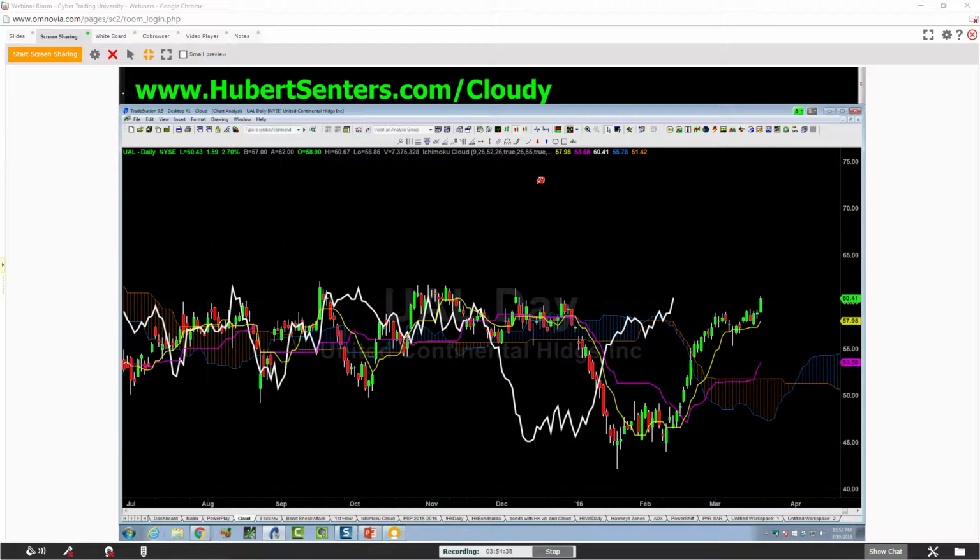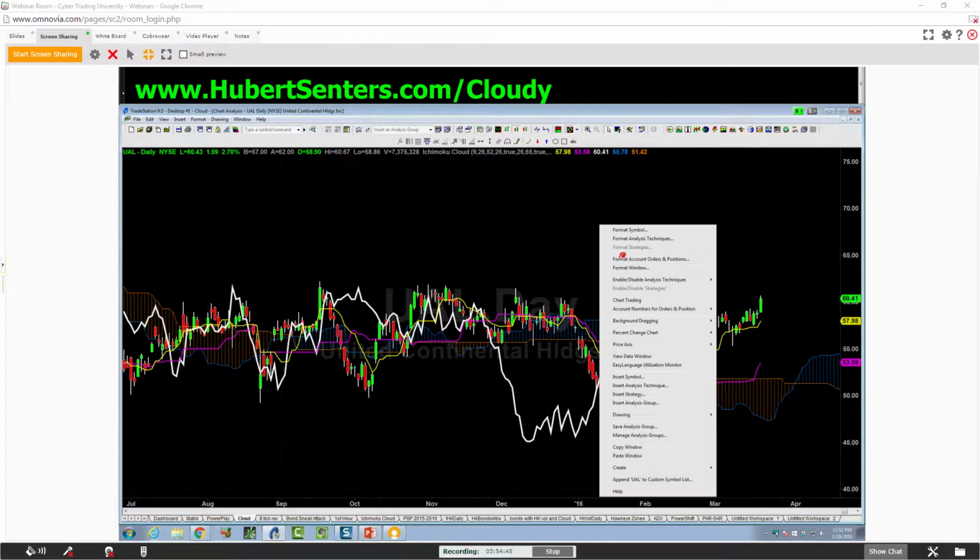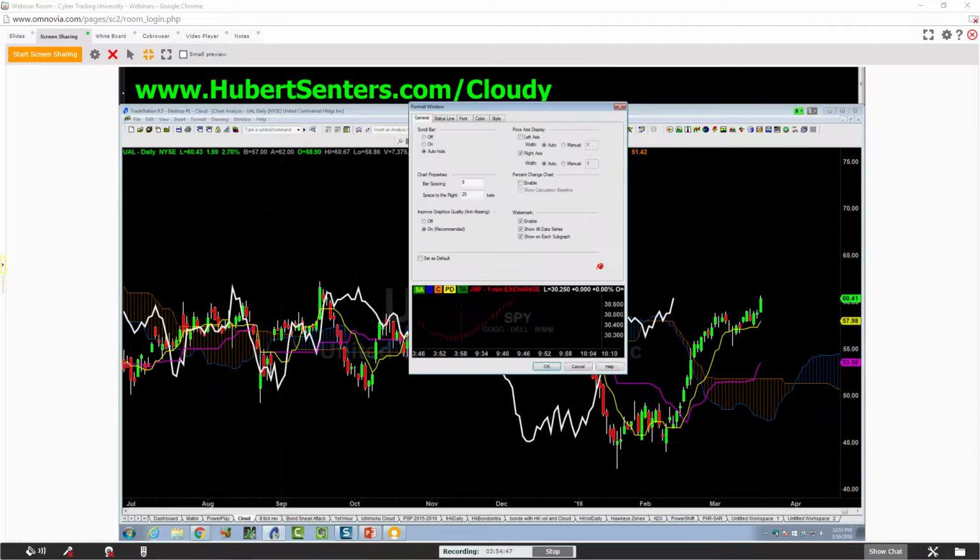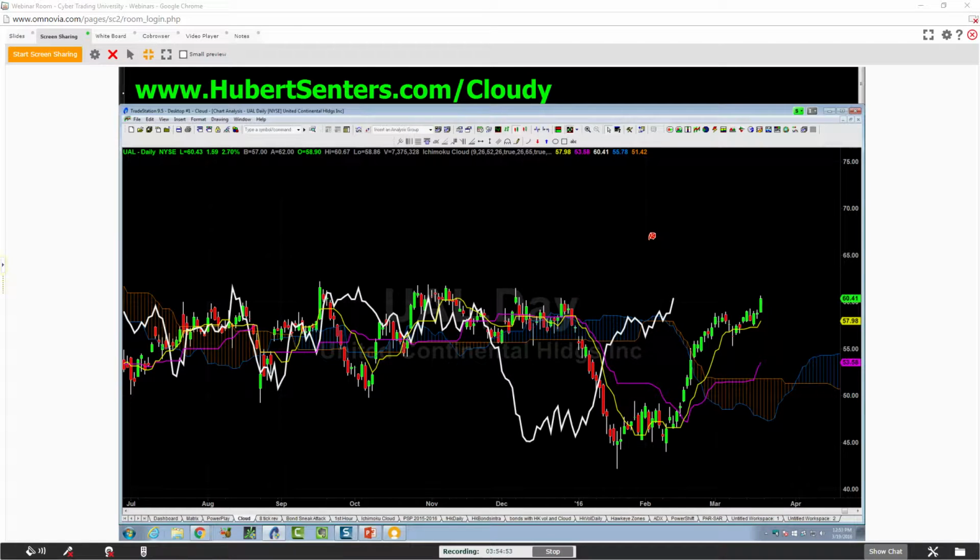Can you show how to set it up in TradeStation? Yeah, Lance, I show it in the course, and you just have to have 25 spaces to the right. So you just go right-click, Format Window. Under the General tab, spaces to the right has to be set to 25. And then after that, you just apply the indicator. It's pretty simple.